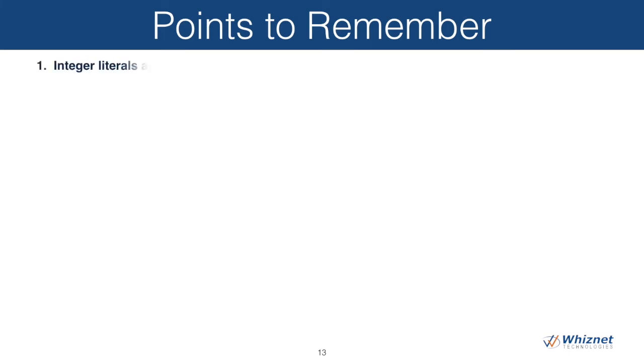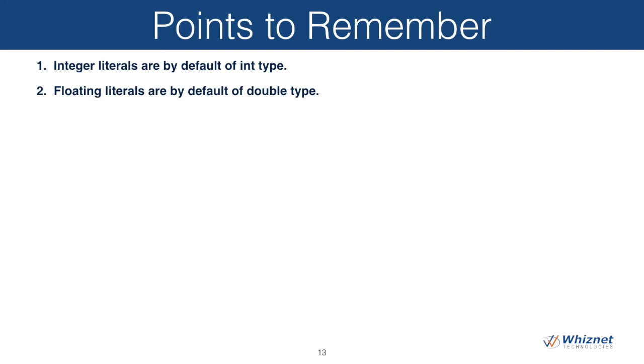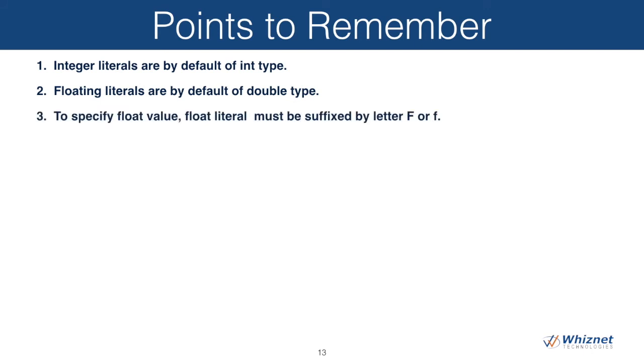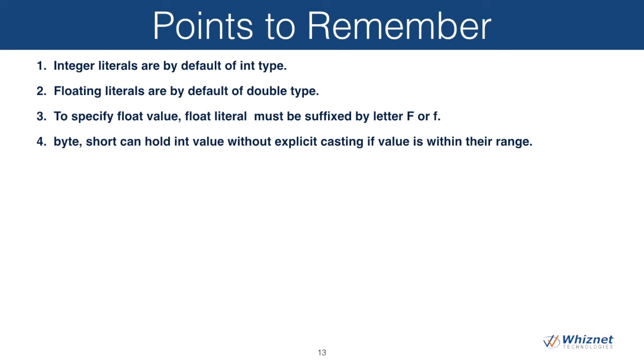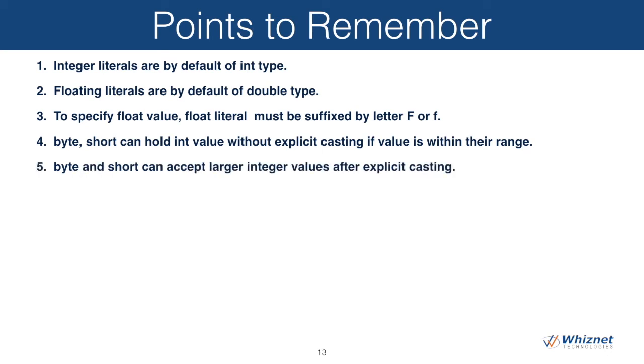Points to remember. Integer literals are by default of int type. Floating literals are by default of double type. To specify float value, float literal must be suffixed by letter F. Byte and short can hold int value without explicit casting if value is within their range. Byte and short can accept larger integer values after explicit casting. Long values are suffixed by L.